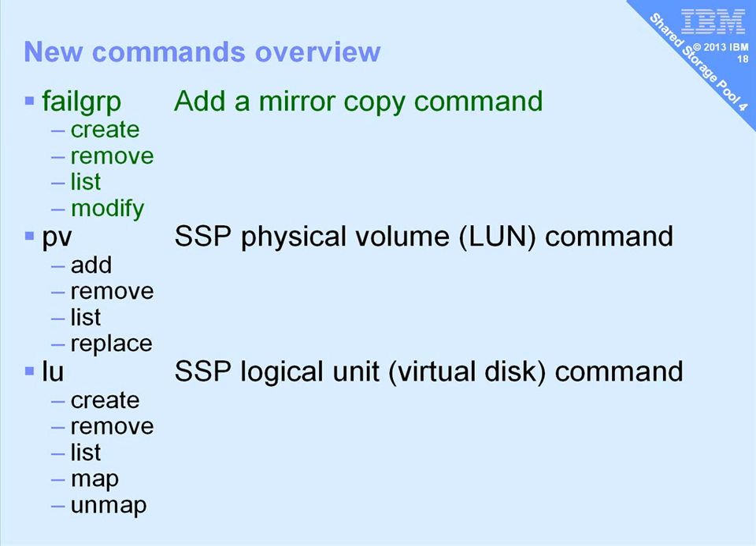On the LU command, this is the virtual disks. We can create and remove them. We can create and map them in one go, or we can use the map and unmap commands to break the connection between the logical unit and the client virtual machines. And we can run a list operation to have a look at what we've got.